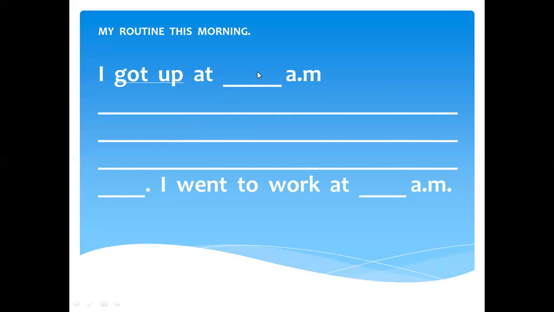Now, Tamara, describe your routine this morning, please. What did you do this morning? I got up at 7 a.m. After that, I took the shower. I got dressed, I didn't cook breakfast, and I bought pupusas, and I brushed my teeth, and I went to school with my mom. And you went to school with your son. Okay, thank you, Tamara.